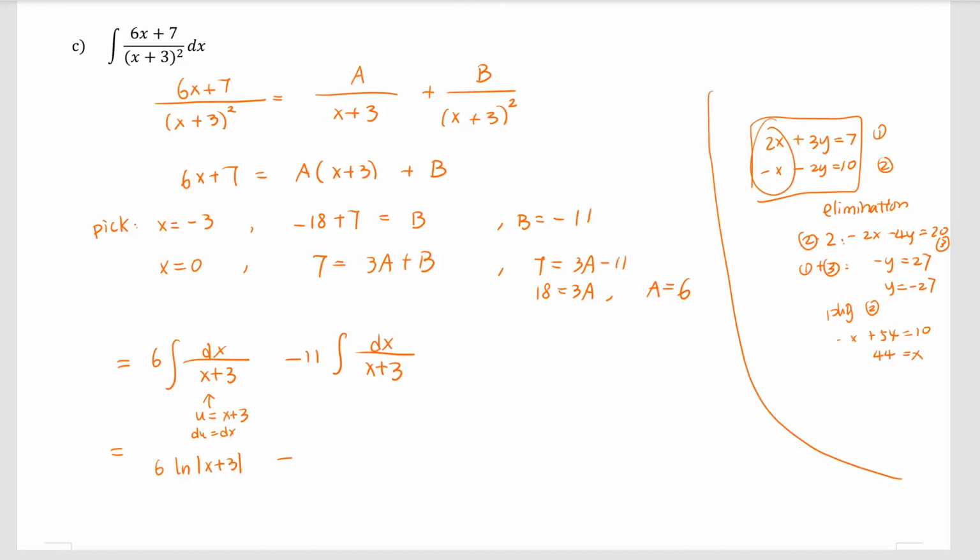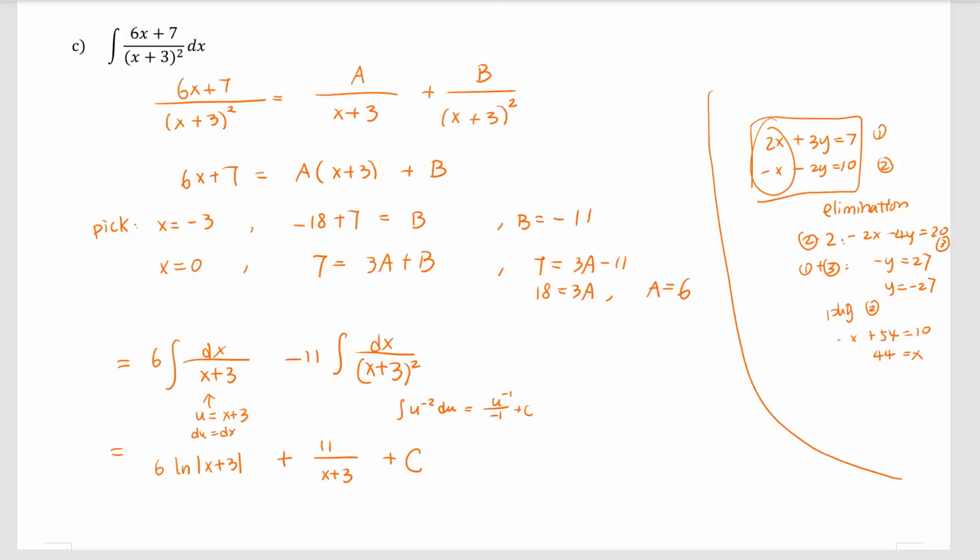So we get this. But for the second one, our u is also x plus 3, and the du is still dx. But then this is the integral of u to the negative 2 du. What's the integral of that? It is u to the minus 1 over minus 1 plus c. So u is x plus 3, and u to the minus 1 means it's in the denominator. And then the minus, we'll flip this sign, and we have plus c. So this is our answer. So far, so good.